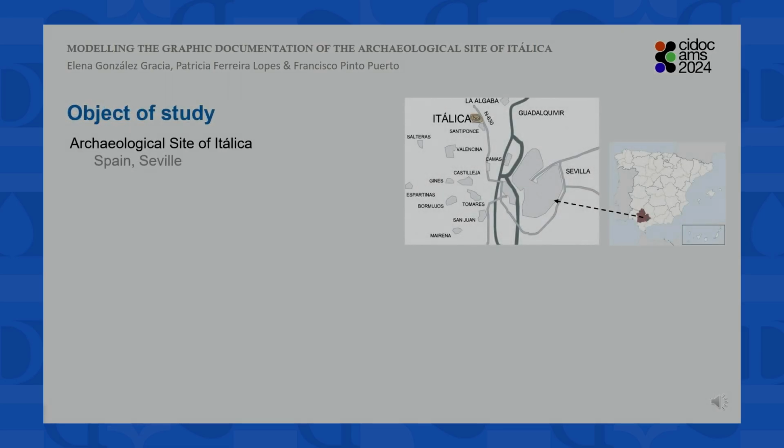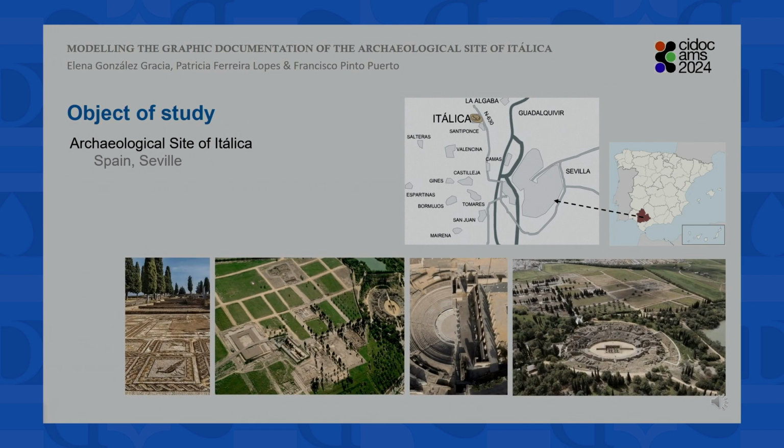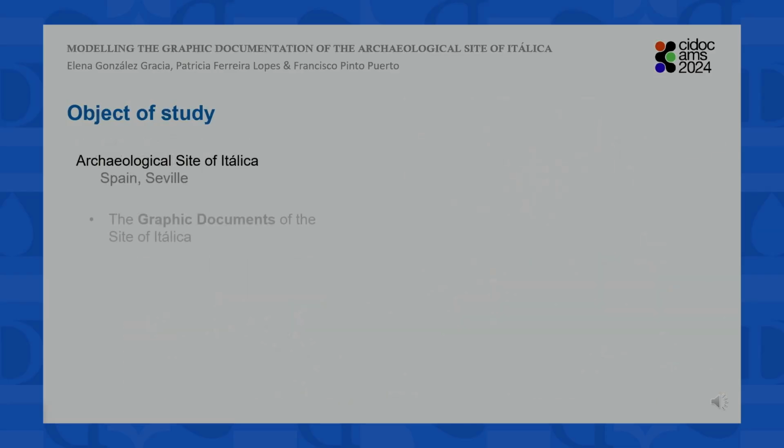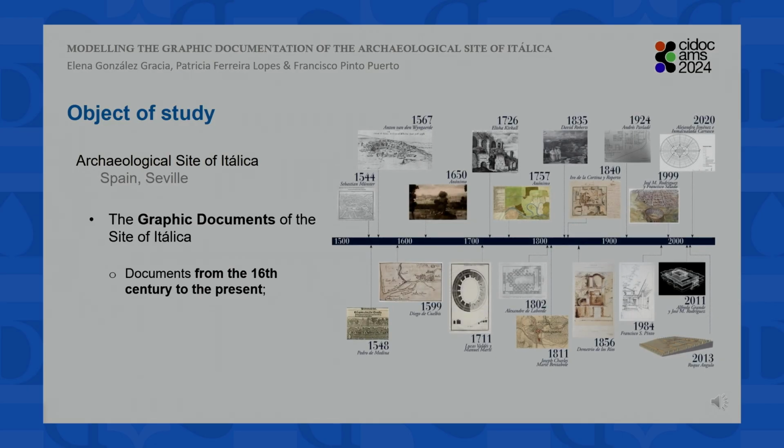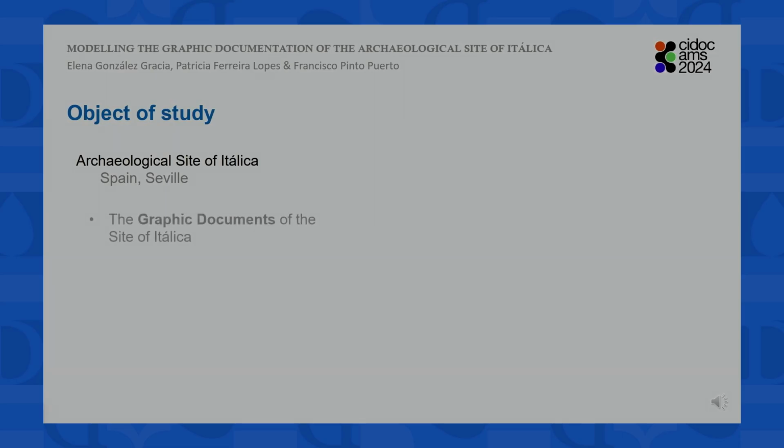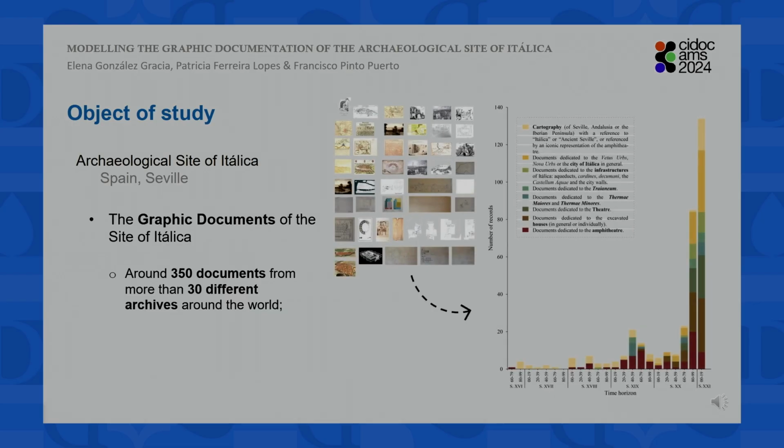Our object of study is located in the south of Spain, in the province of Seville, 14 kilometers from the city of Seville. In this project, we focus on the graphic documentation produced about the archaeological site from the 16th century to the present day. Currently, our sample consists of 350 graphic documents. As can be seen in this graphic, most of them are cartography of the site, documents related to the amphitheater and the Roman houses. Most of the documentation was generated in the last 40 years.